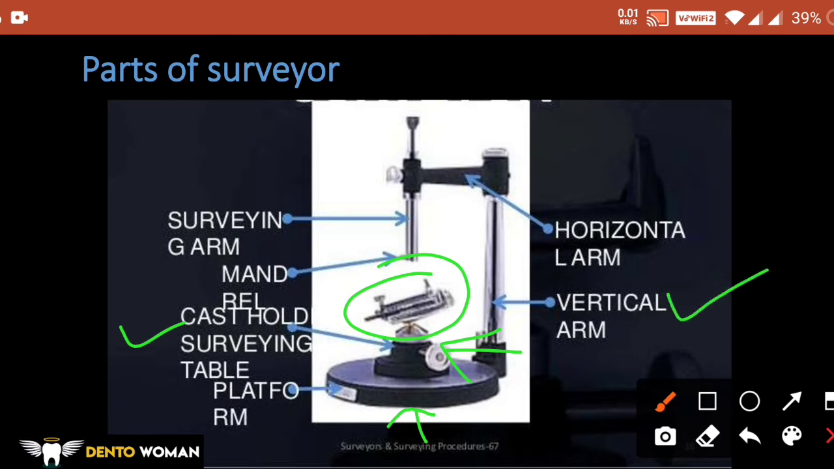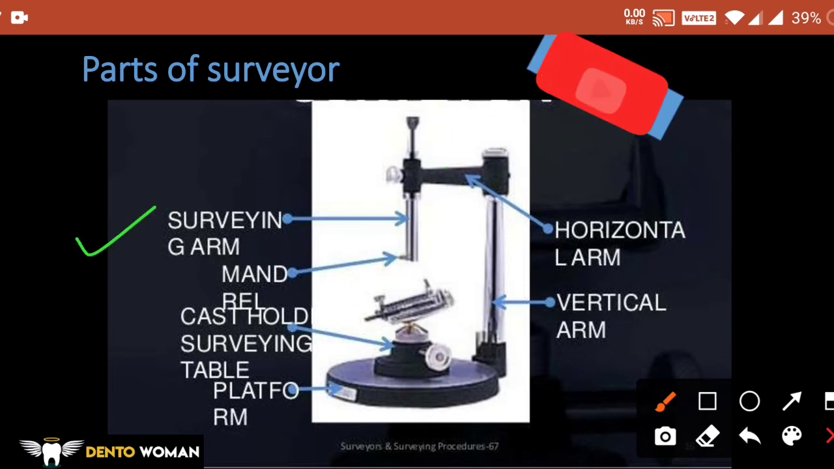Now vertical arm. It arises vertically from the surveying platform and it supports the superstructures. Horizontal arm. It extends horizontally from the vertical arm and it is designed to support the surveying arm at its free end. This is our surveying arm.